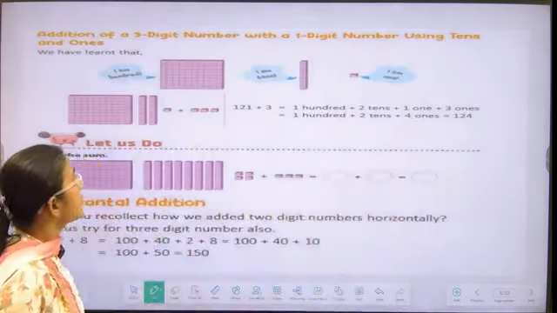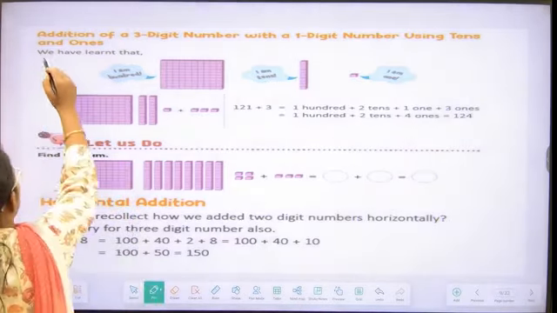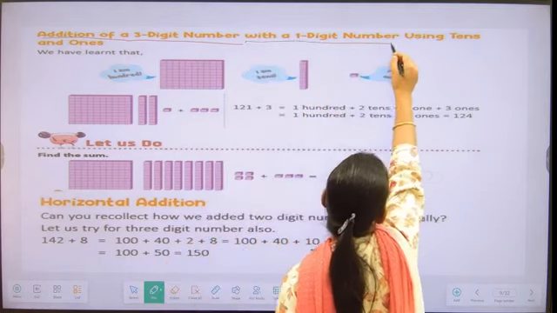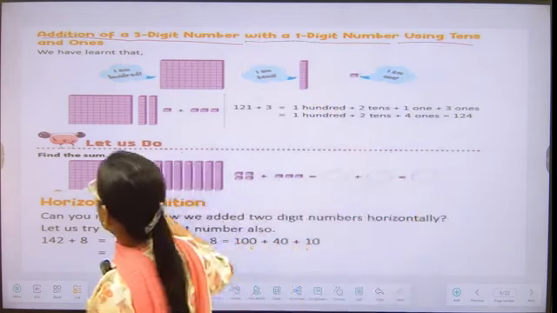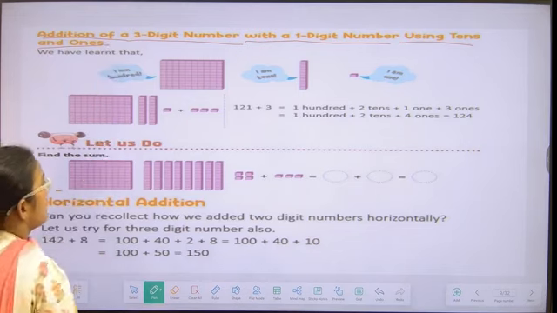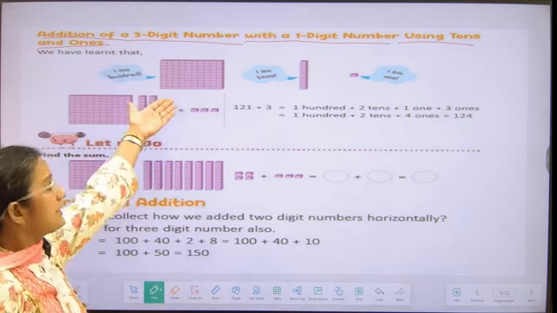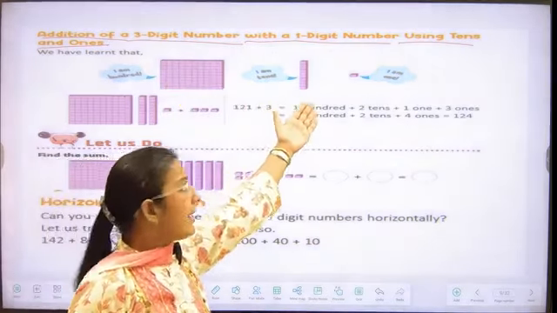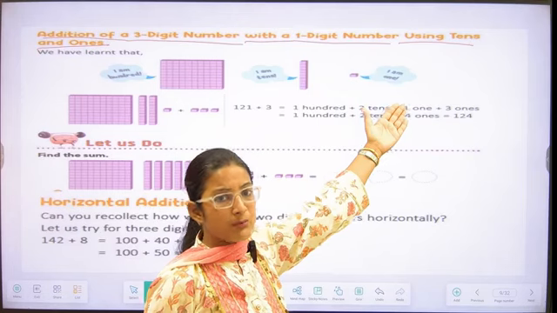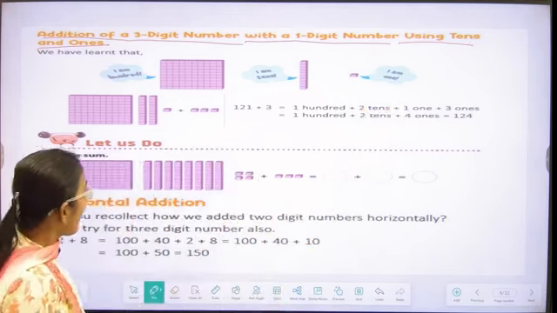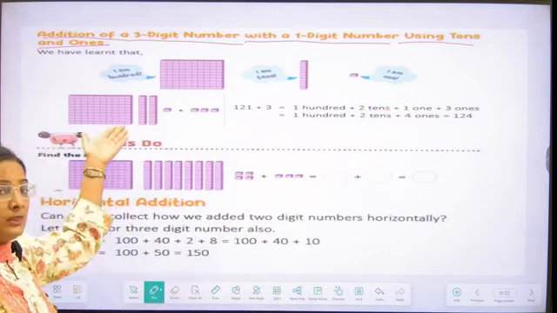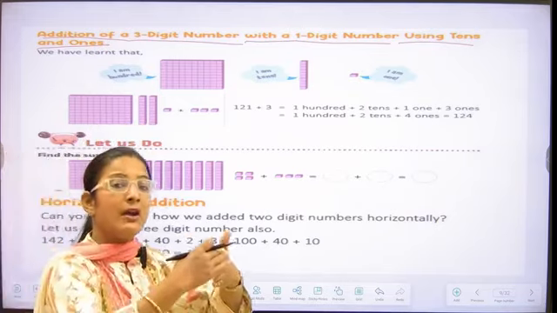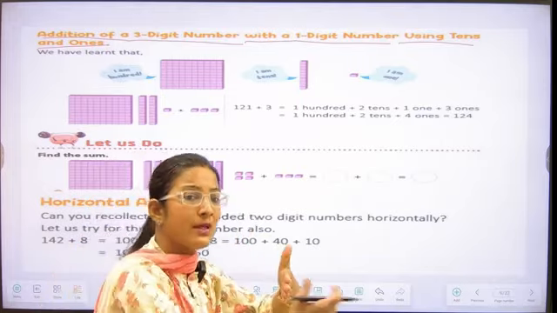Let's move further, student. Now we are going to understand addition of a three-digit number with one-digit number using tens and ones, student. So student, as we know that this is a 100 block, this is a 10 block, and this is a 1 ones block, student. So when we have to add the numbers with the blocks, student, what we have to do? We have to divide them in 100 blocks, tens blocks and ones blocks.